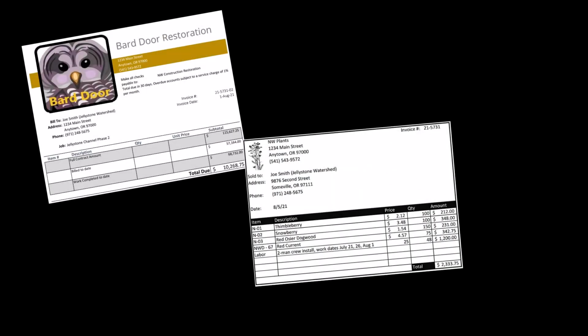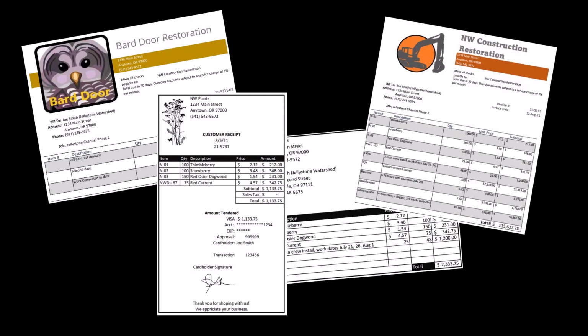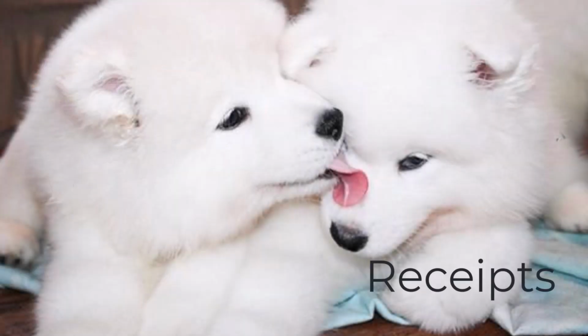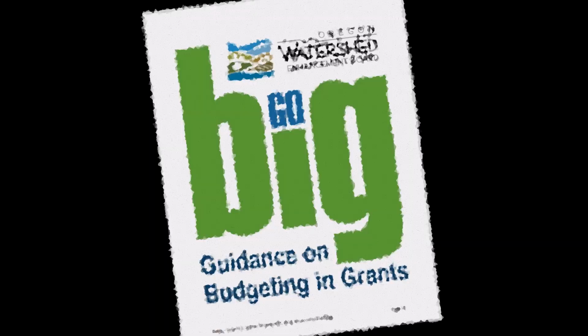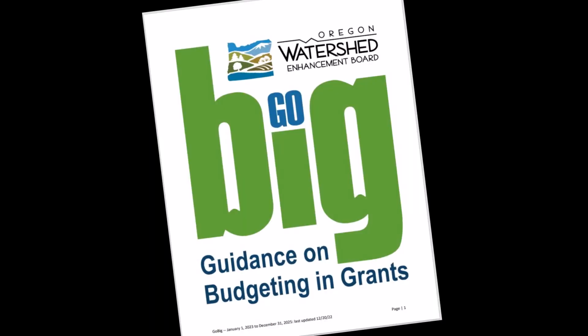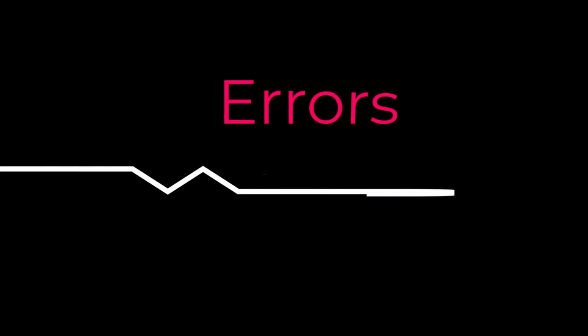The second document will be the actual receipts to back up the payment request. Accounting records, invoices, mileage logs, etc. OWEB fiscal staff will review the receipts and compare them to the list of expenses to ensure all financial guidelines are being met. For more information about budgeting, receipts, and guidelines, please see our document GO BIG, standing for Guidance on Budgeting and Grants.